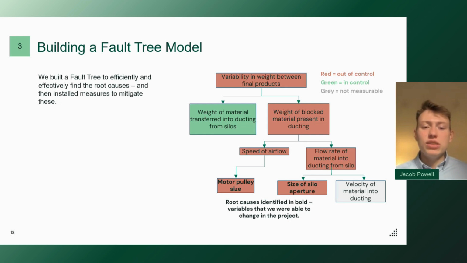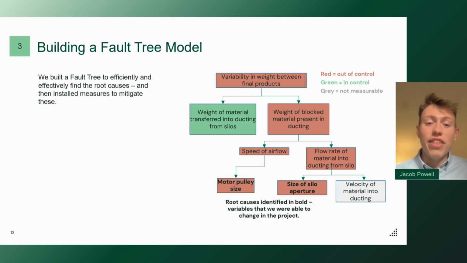And this means that we don't get sucked into the rabbit hole of pursuing variables that are related to the variable on the left. Instead, we can really dig deep into the ones that are on the right. And we were able to look at the variables that relate to the presence of blocked material in the ducting. Like I said, this is the new problem that we were trying to face.